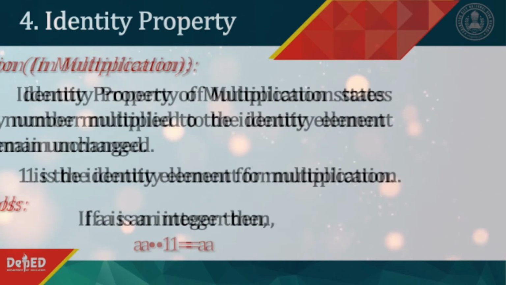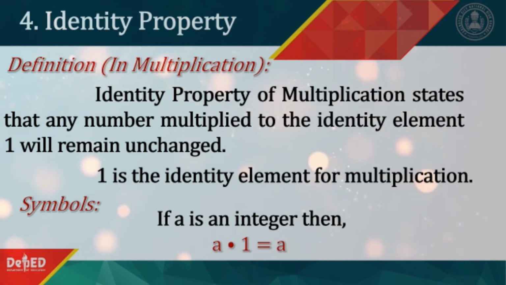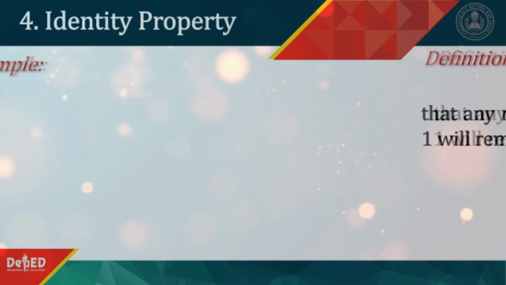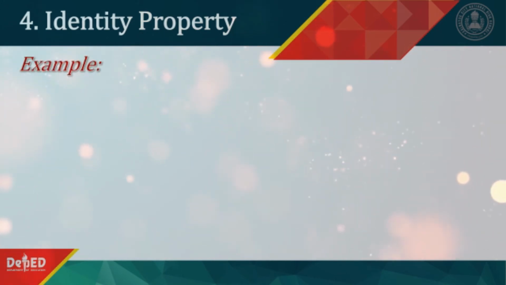While identity property of multiplication states that any number multiplied to the identity element 1 will remain unchanged. 1 is the identity element for multiplication. In symbol, if a is an integer, then a times 1 is equal to a. Here are a few examples of identity property of multiplication.